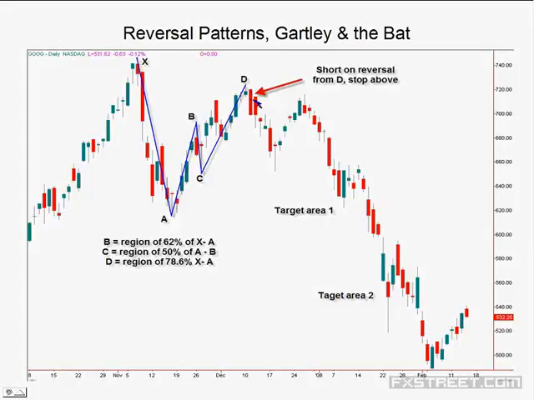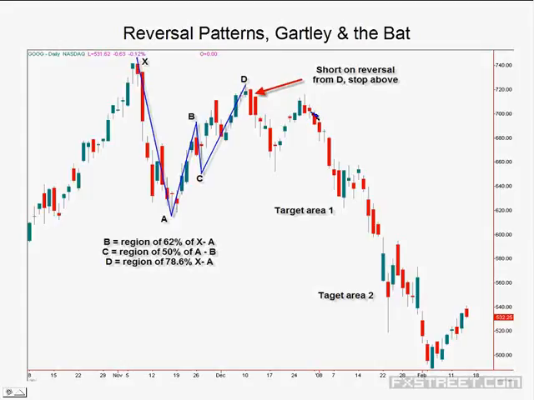Short and a reversal from D. Stop, of course, above D. Tight stop. On down it comes. And just look at how this hammer then pushed price on up to attempt to get above D. Didn't quite manage it, so you've got a secondary entry here, which arguably is a better entry. It's potentially a safer entry.